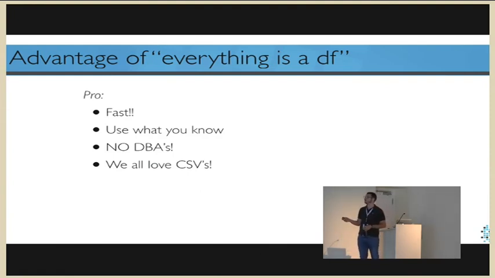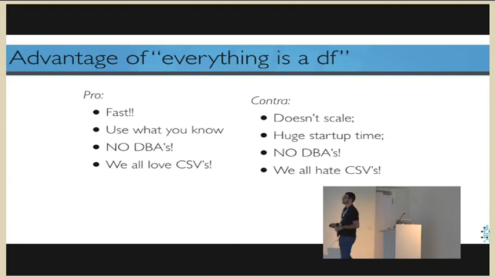There are, however, some disadvantages to this approach. And the first one is that it doesn't scale beyond memory. So when your data grows big enough, pandas cannot hold it anymore. Then you have huge startup time, because every time you start the app, it has to read the whole CSV file. And then it has to parse them eventually. Then you have no DBAs to point a finger to if something is wrong with the data. And we all hate CSVs sometimes, because they can also be difficult to work with.